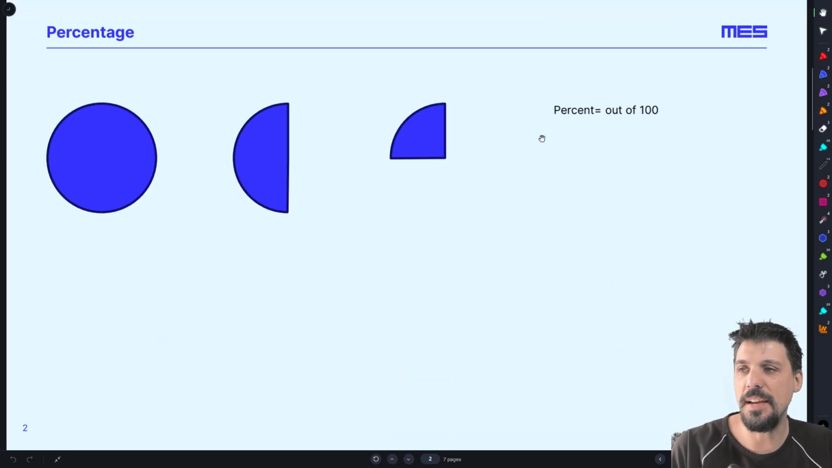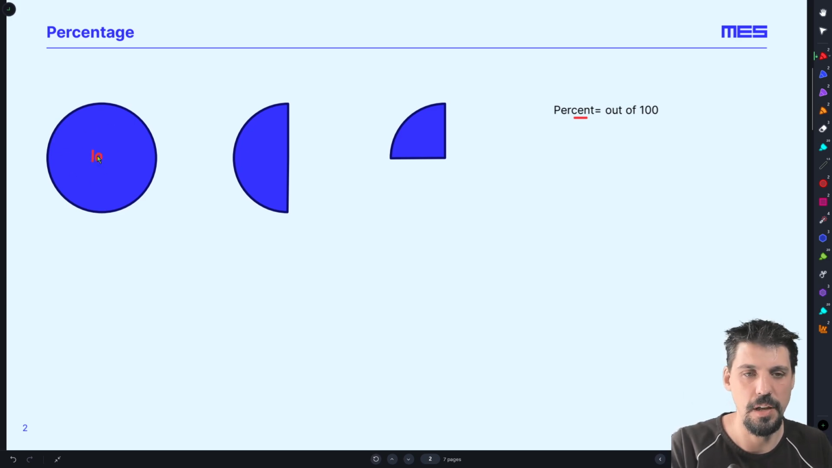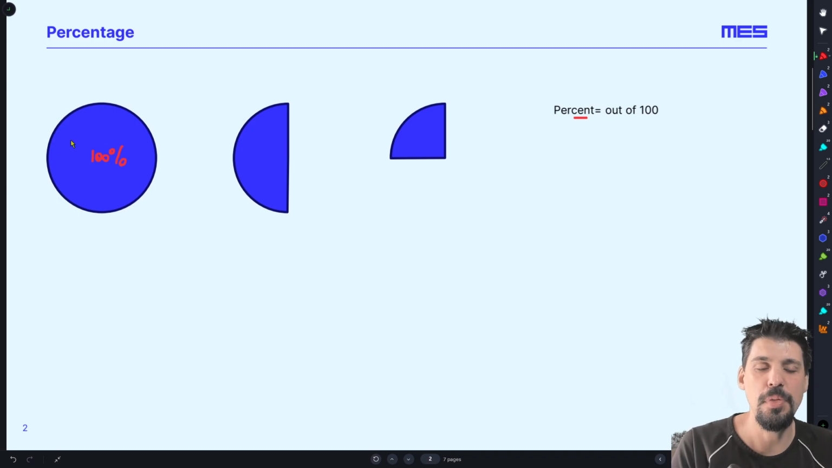First of all, what is a percent? Let's just go back to the beginning to remind ourselves. Percent means out of 100. So what we're saying is it boils down to a whole of something. A whole circle is 100%, the everything of an amount. If you have everything, you have 100%. And we can go from there.